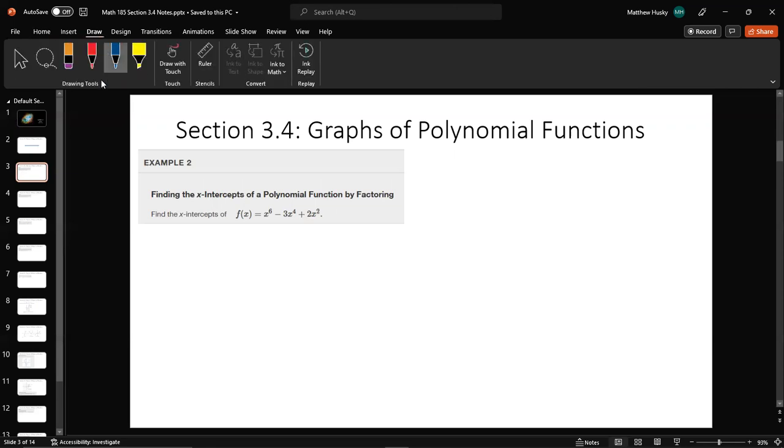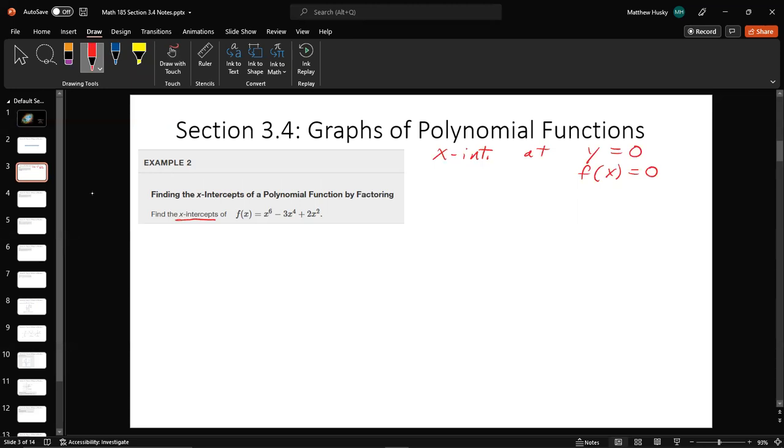So what that means, the x-intercepts, is where f of x, also known as y, is where y equals 0, or you could alternatively think of that as where f of x equals 0. That's what they mean when they say find the x-intercepts.